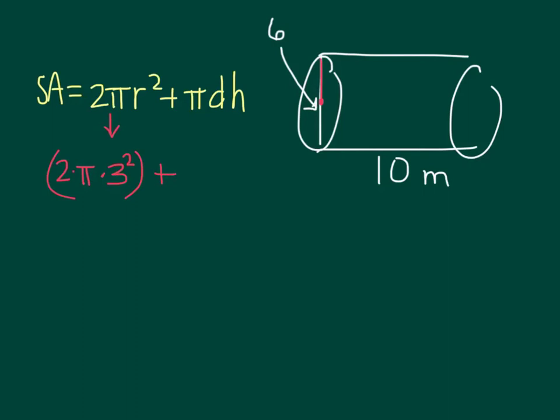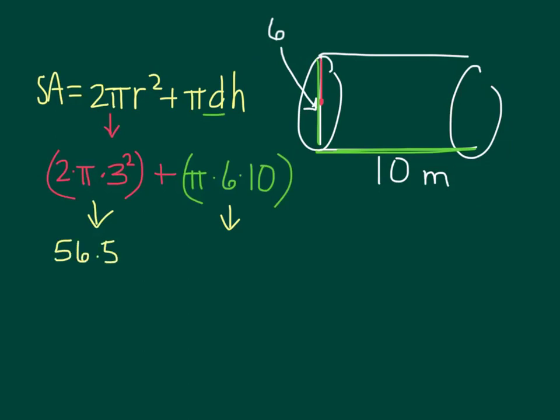Plus, I'm going to come to my second part. It says pi times the diameter, which is 6, times the height. Remember, your height has to connect your two bases. My two bases are these circles. The height connects them, which is 10, so I'm going to times that by 10. There's my second part. Now I need to work those two sections out, and I do always want you to show this work. Okay, so I'm going to type in 2 times 3.14 for pi times 3 times 3, and I get 56.52. Plus, over here, I'm going to do pi, 3.14, times 6 times 10, which is 188.4.